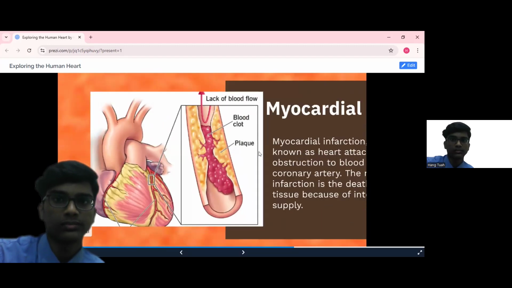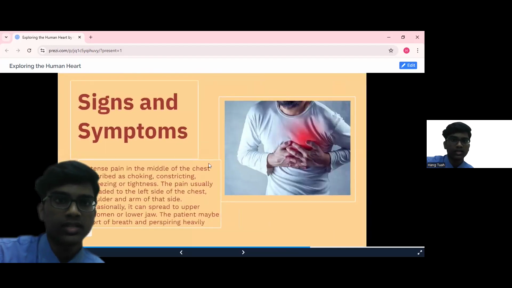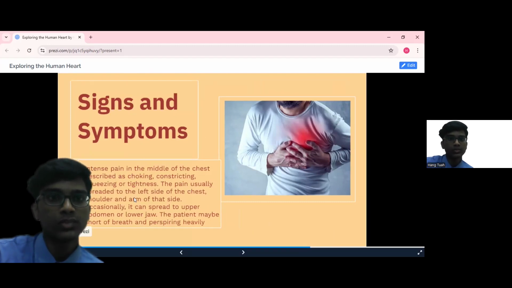The signs and symptoms. There will be intense pain in the middle of the chest, described as choking, constricting, squeezing, or tightness. The pain usually spreads to the left side of the chest, shoulder, and arm of that side. Occasionally, it can spread to the upper abdomen or lower jaw. The patient may be short of breath and perspiring heavily.